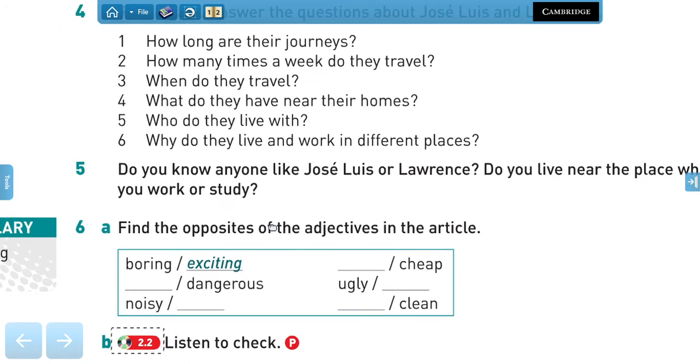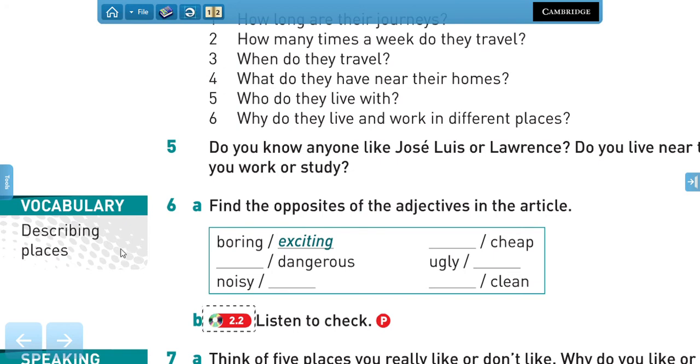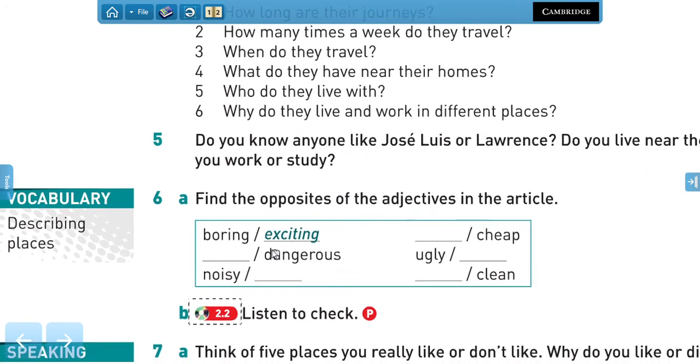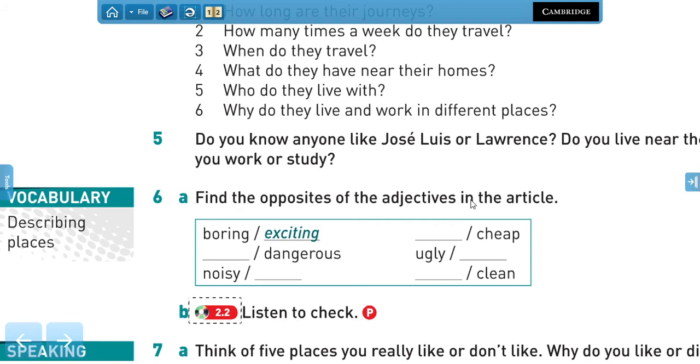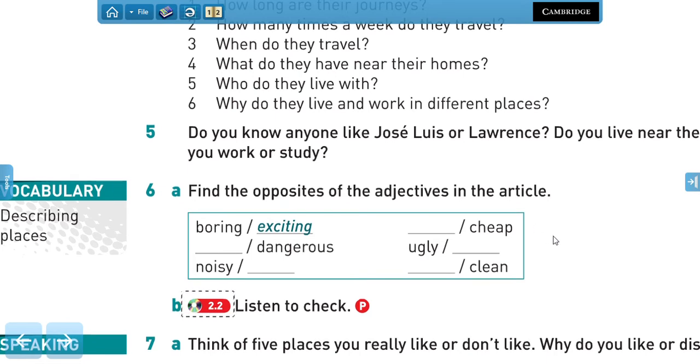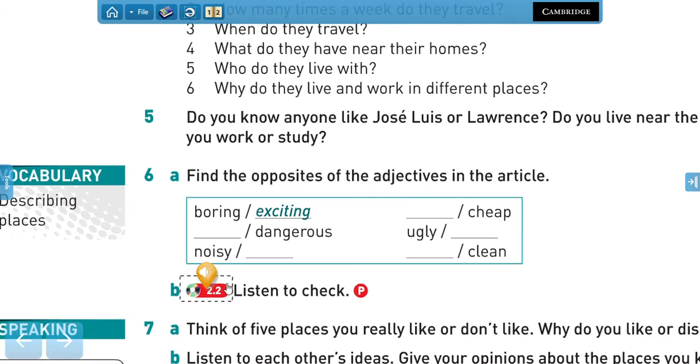Now, here we have some words that we can use to describe places. The idea is for you to try to find the opposite word of the ones that you have here, right? You can find opposites in the article. So if you don't know the words, you can go back to the article and read again. I'm going to play the recording for you so you can check your answers.